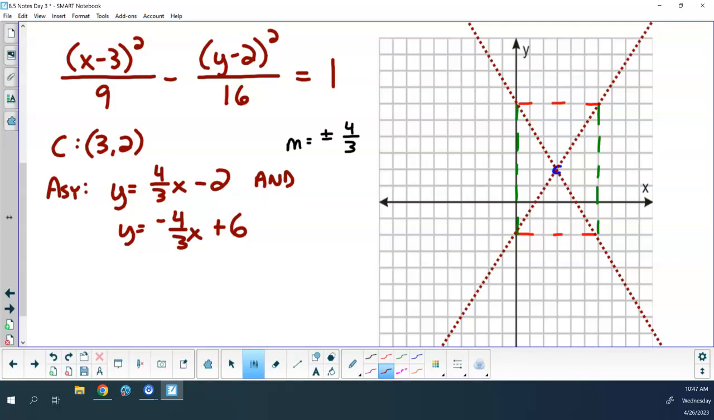Which way does this hyperbola open? Left and right, because it's x squared first. So if it opens left and right, my two vertices are going to be here and here. That's 0, 2 and 6, 2. Allows me to draw it in.